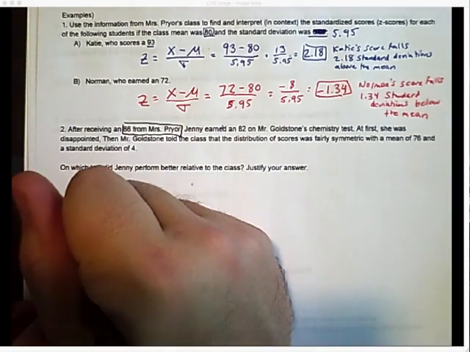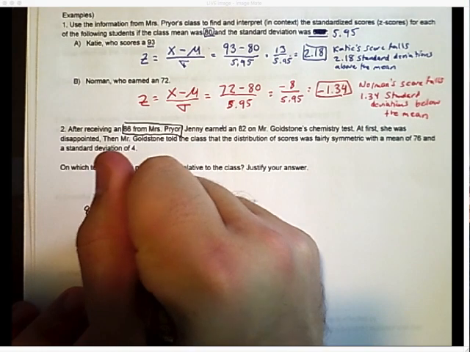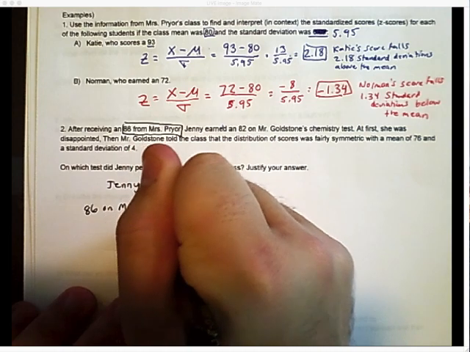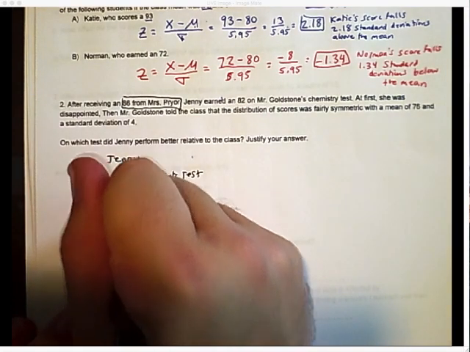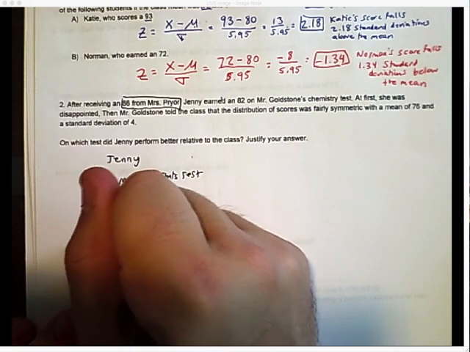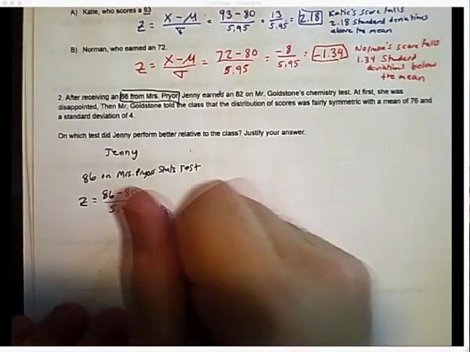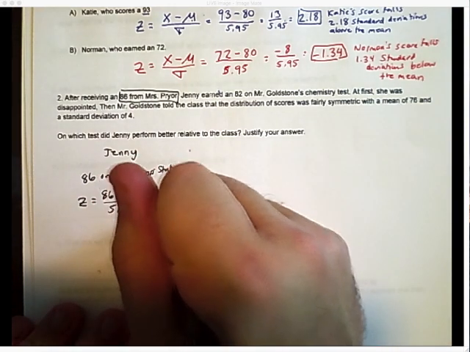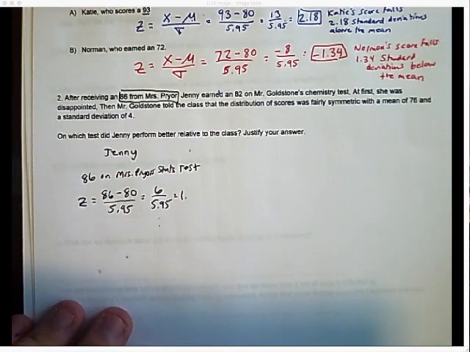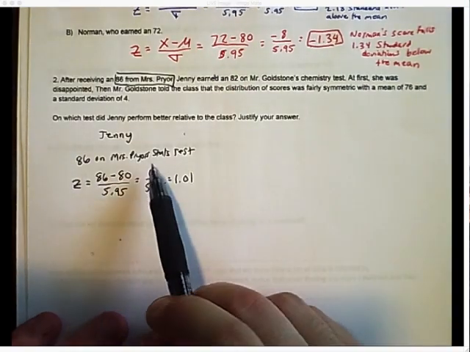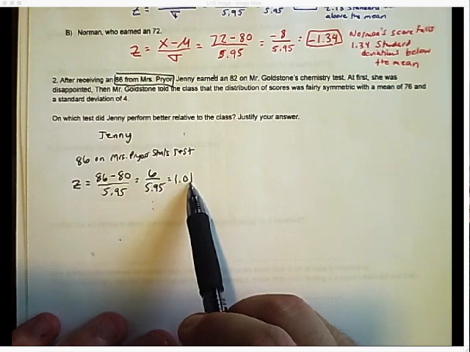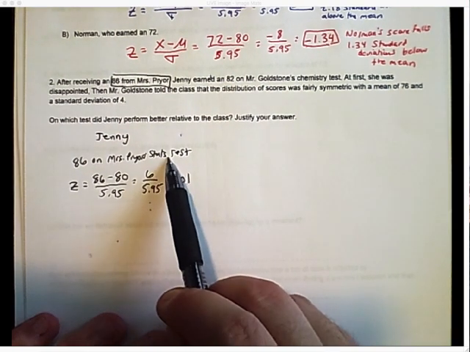So she scored 86 on Mrs. Pryor's stats test. So let's figure out how she did in terms of her z-score. So z equals 86 minus 80 over 5.95. If I simplify that, that's 6 over 5.95, and I know that's going to be slightly more than 1. So that's going to be 1.01. So what does that mean about Jenny? Jenny scored 1.01 standard deviations above the mean for stats.